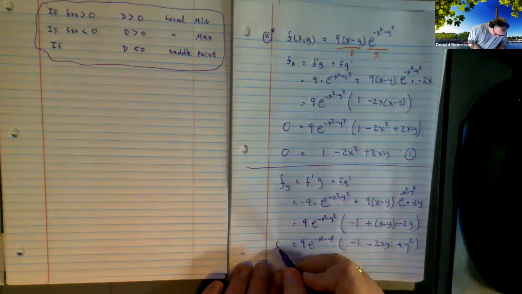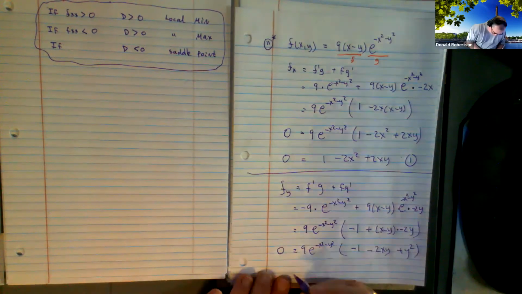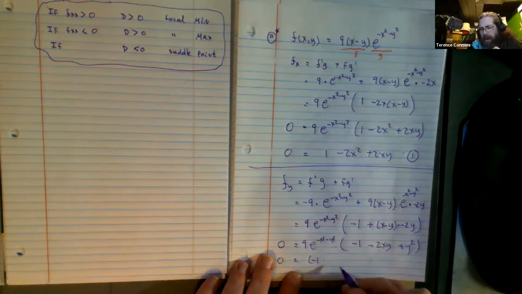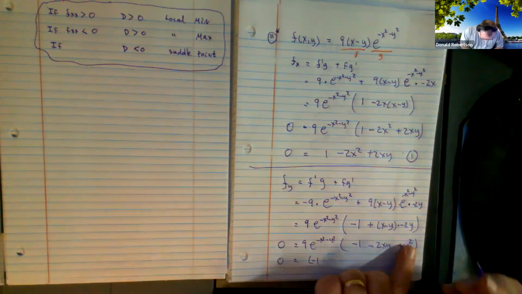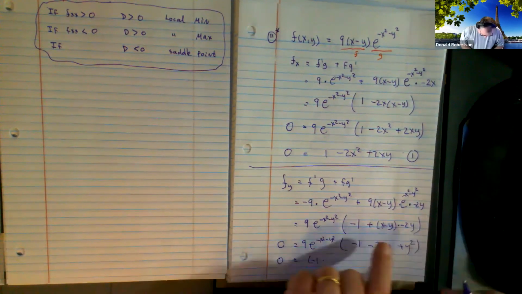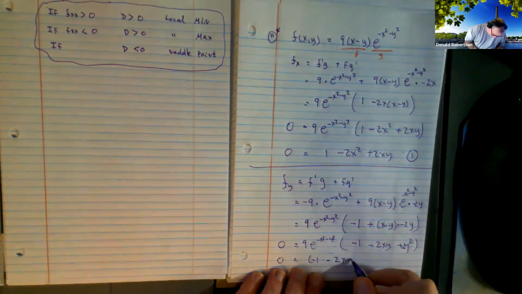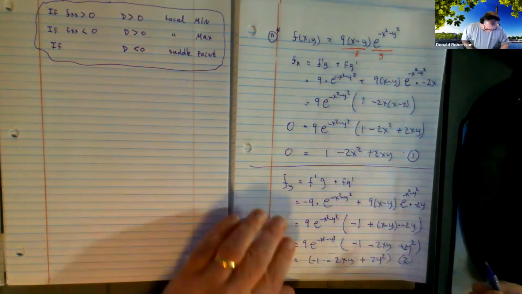And since this is equal to 0, and neither of those two terms can ever be 0, we only need to focus on this. Should that be 2y²? Which one should be 2y²? Here? Yeah. Yes. Thank you. So -1, take away 2xy plus 2y². And I'll call that equation 2.